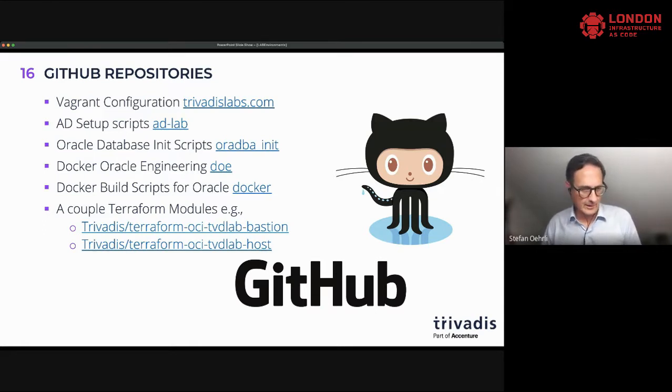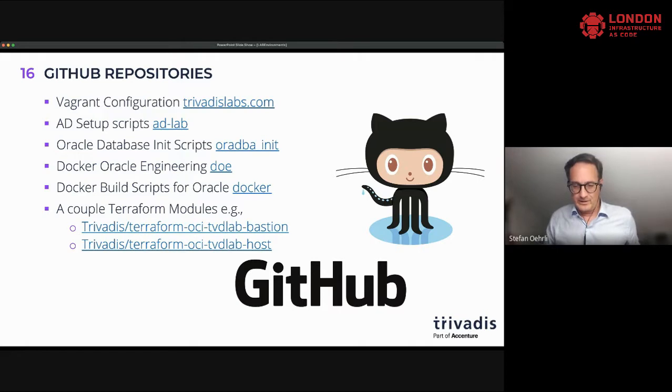Besides this, I have a couple of other scripts. I have my ORADB INIT scripts. These are bash shell scripts, which are purely used to install the Oracle binaries and set up an Oracle database, which can then be used together with the different use cases, which I can show you later on. I also have a bunch of Docker scripts and the Docker build script, as well as a couple of Terraform modules, which can be used just for this engineering purpose.